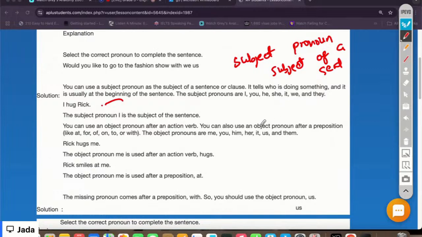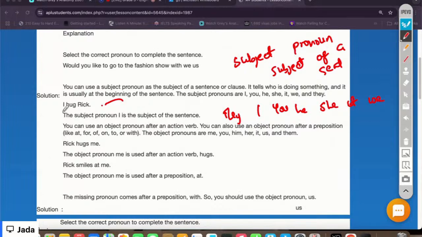The subject pronouns are what? I, you, he, she, it, we, they. All these are subject pronouns that tell us what someone is doing in the sentence, and they should be placed at the beginning of the sentence.